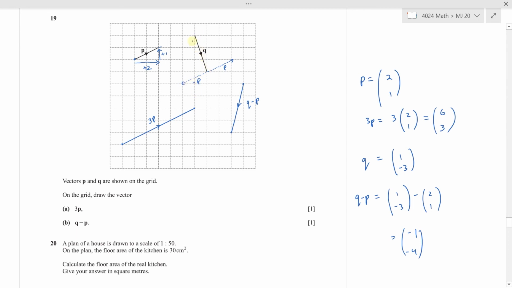So q, using the head to tail rule, q minus p will be, you end up here. So if you start from here, you will end up here like this. This will be your vector q minus p as well. So that's another way you can use the head to tail rule to find this vector q minus p. So let me just erase this. Your final answer will be these two vectors 3p and q minus p. And again, you can draw them anywhere. Just take a starting point and then go in the x and y directions that you have calculated.